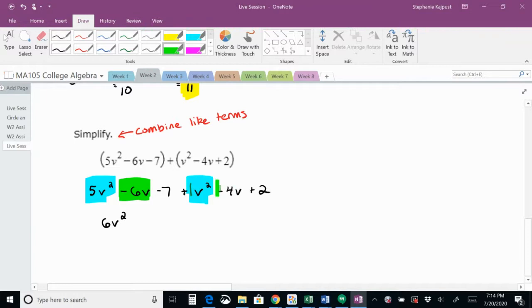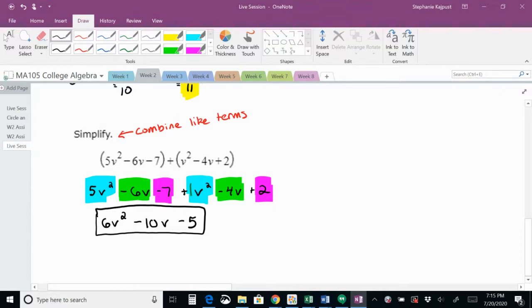Next, we have a -6v, and then we have a -4v. They both have v's, they both have no exponents on them, so those are like terms. And you just look at the numbers, and -6 minus 4 is a negative 10, so we get a -10v. And then you're left with the numbers. You can combine the numbers: you have this -7 plus 2. Negative 7 plus 2 is negative 5. And that is considered simplified because we've already added everything together that we need to and that we can.